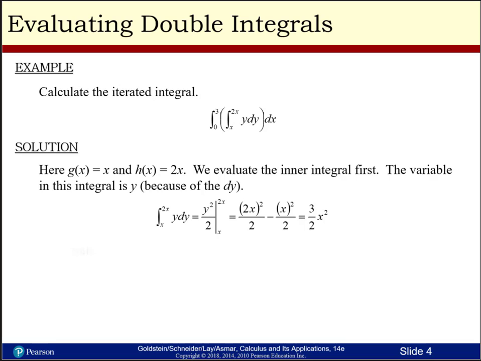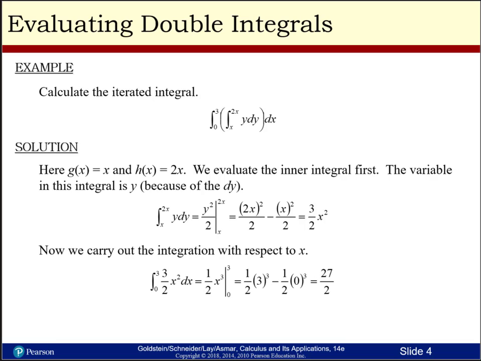Now we plug that into our integral so we can take the integral with respect to x. So plugging that in, from 0 to 3 of 3 halves x squared dx. We find that integral is 1/2 x cubed. We're going to evaluate that from 0 to 3, and we'll get that that's 27 over 2. All right, so the value of the iterated integral is 27 over 2.